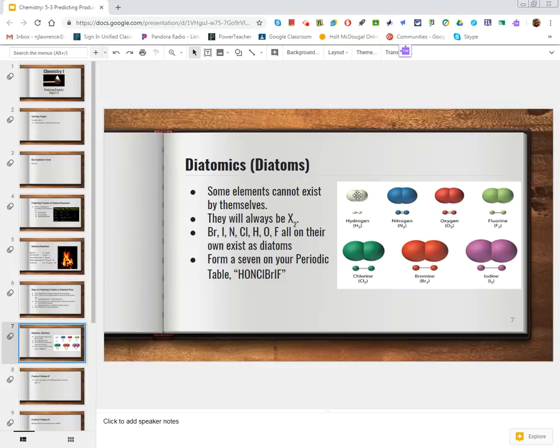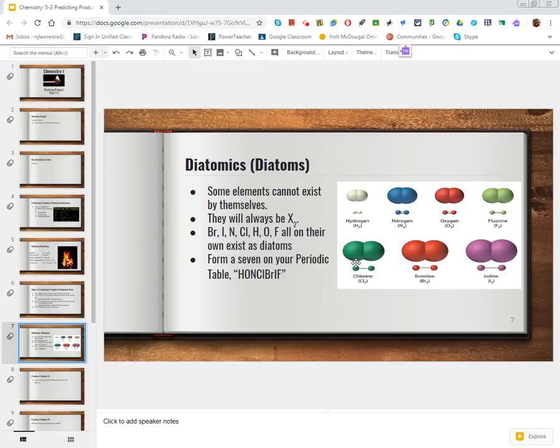Whether it's just a small pocket of hydrogen gas or a big pocket of hydrogen gas, there's going to be millions and millions of atoms of hydrogen together. Well, because of hydrogen's nature, along with these other diatomics, they will bond with themselves and never exist as an individual atom, but always exist as a hydrogen molecule, which is H2. And so that's the same for all of these guys.